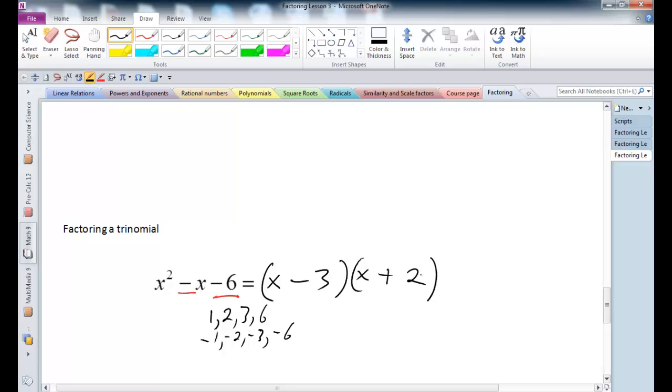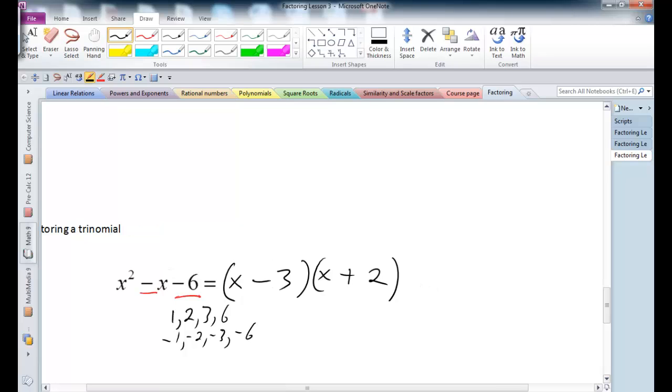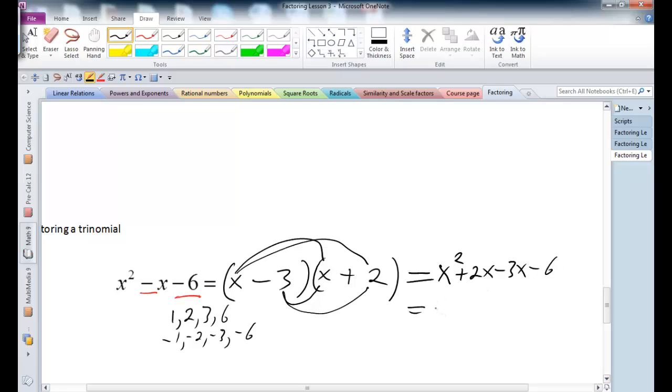The beauty of this unit is, since we are factoring, we can just multiply our answer and check to see if we did it right. Let's do that. If we distribute this out, we get x squared plus 2x minus 3x minus 6. And so we have x squared minus x minus 6. So we know we're correct, and it means everyone can get 100% on this test. Let's practice a few together to make sure that that happens.